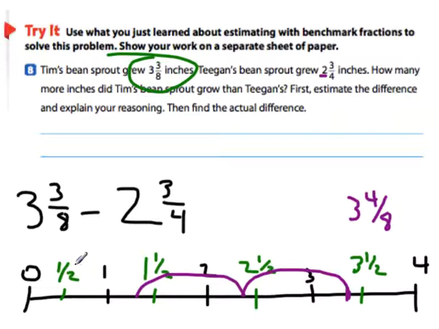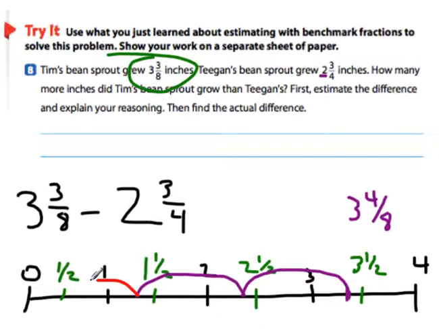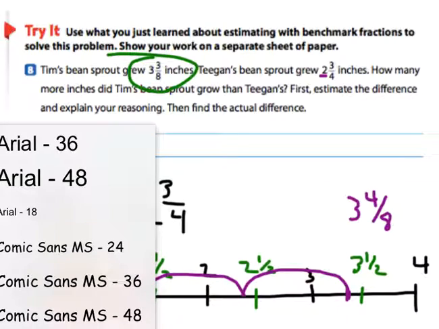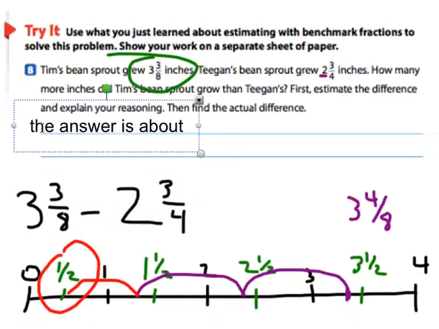All right, if I were to go a whole another one, that would be 4/4, but we want to go 3/4. So that's going to be less than 1 whole hop. Just for fun, I'll change colors, and we'll do about a 3/4 hop there. I would say that my estimate is about 1/2. So I'll go ahead and put that here. The answer is about 1/2.